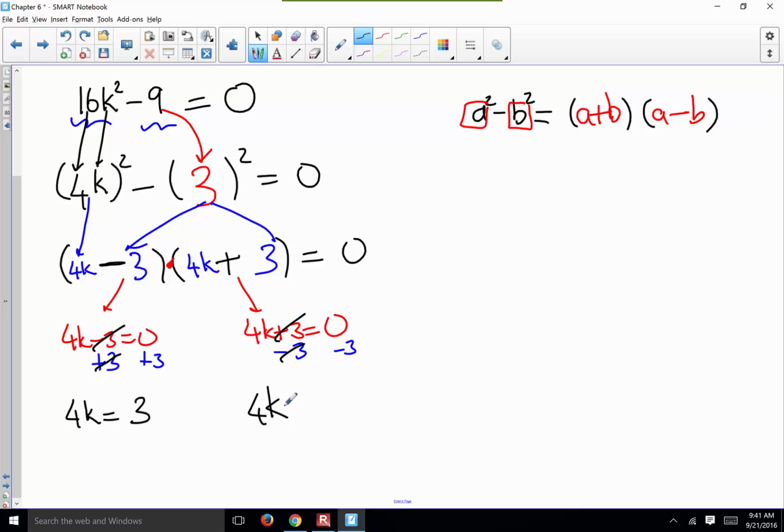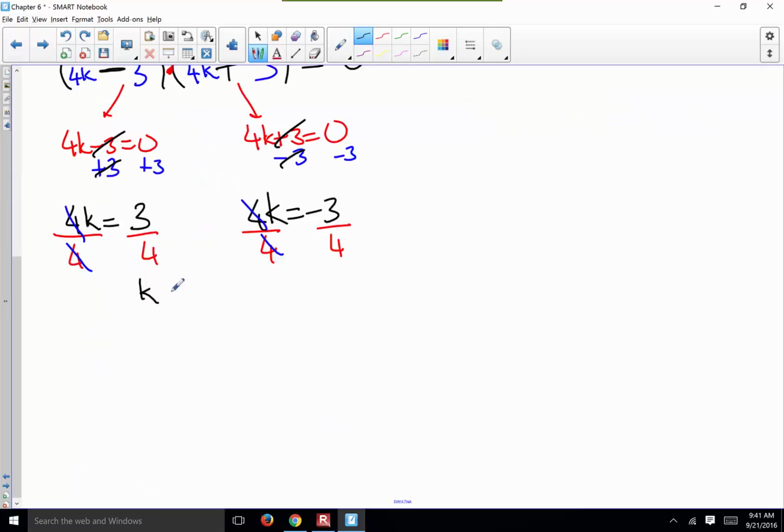4k is alone. Set it into minus 3. And divide. Oh, not 3, of course. What do we divide with? 4. We need to get k by itself. So 4 should go by cancellation. So 2 answers. K is 3/4. K is negative 3/4.